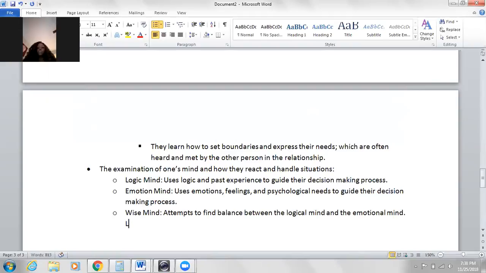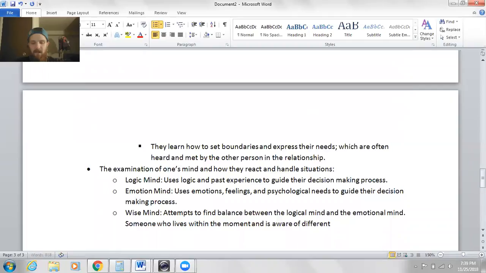So this looks like someone who lives within the moment and is aware of different factors in their life, but makes decisions based on the present moment only.